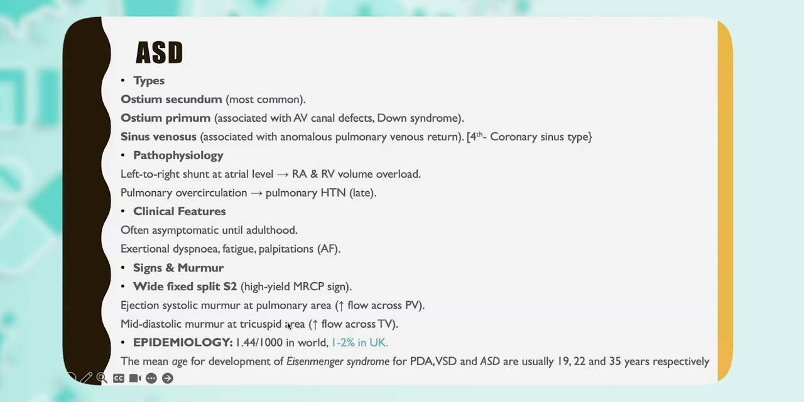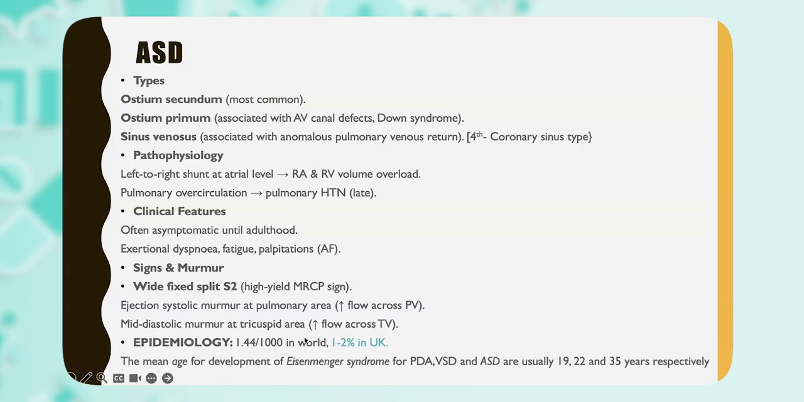Mid-diastolic murmur in the tricuspid area. Because of the increase, again I told you, a lot of blood comes into the RA and RV. So increased flow across the tricuspid valve also happens when the blood flows from the RA to RV. So even if there is no obstruction at the tricuspid valve level, there is increased flow, so increased turbulence and a murmur of tricuspid area is created, which is a mid-diastolic murmur. That is when the tricuspid valve is open.